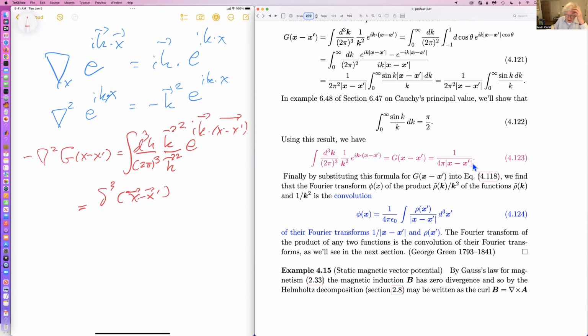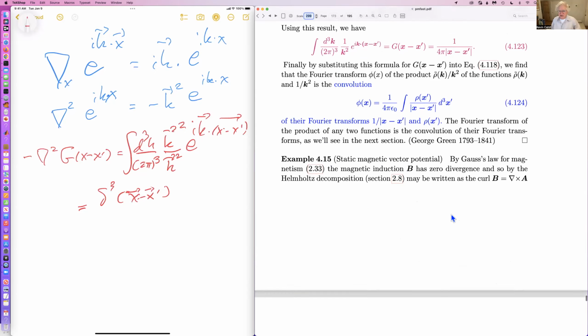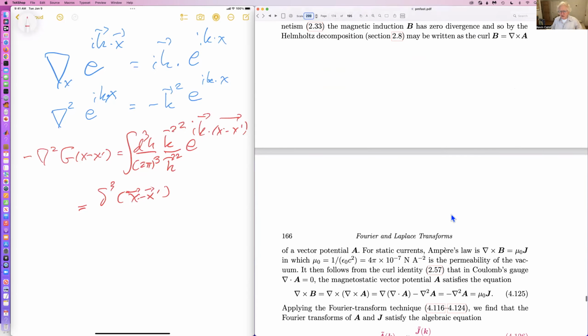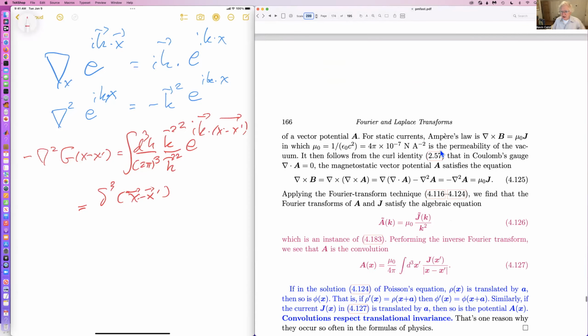Well, this is what you already learned in electrodynamics. Namely, you could write the scalar potential as an integral of the charge density divided by 4 pi, the electric permittivity, and the magnitude of x minus x prime. A similar thing works for the static magnetic vector potential. There, in terms of the permeability of the vacuum mu 0, Maxwell's equations give that the curl of B is the curl of del cross A. That's the gradient of the divergence of A minus Laplacian of A.